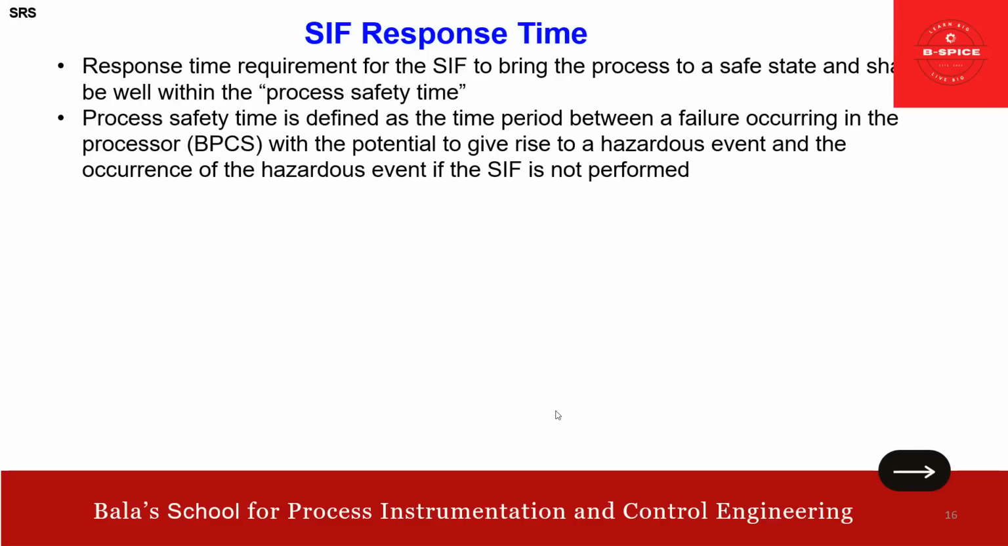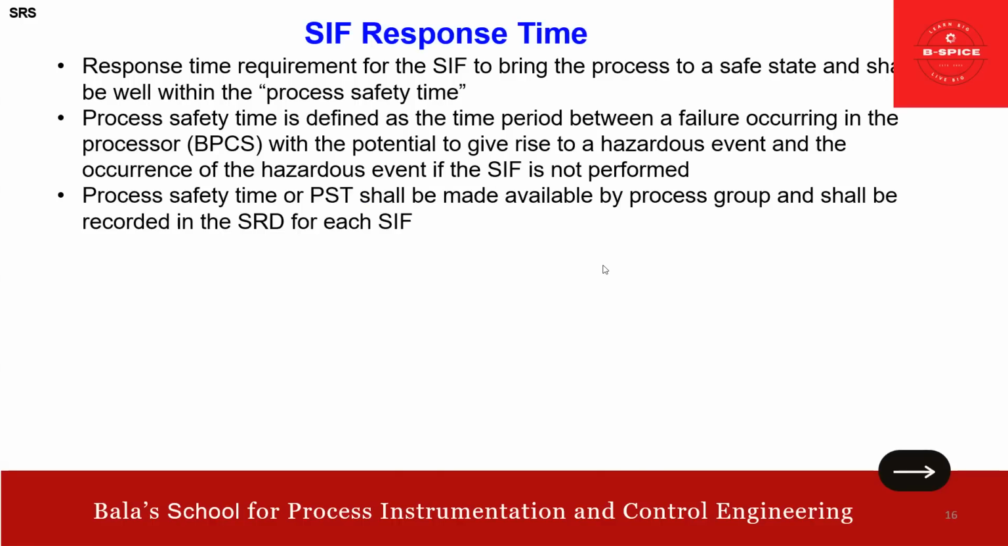So, what is the process safety time? Process safety time is defined as the time period between a failure occurring in the process, that is the BPCS, Basic Process Control System, with the potential to give rise to a hazardous event, and the occurrence of the hazardous event if the SIF is not performed. Okay, so that is the process safety time. The process safety time, or PST we call it, shall be made available by the process group and shall be recorded in the SRS for each SIF.